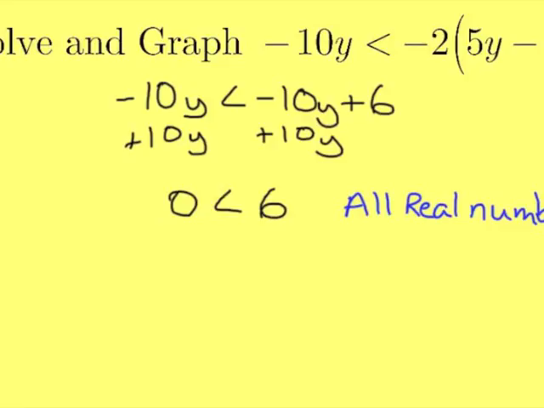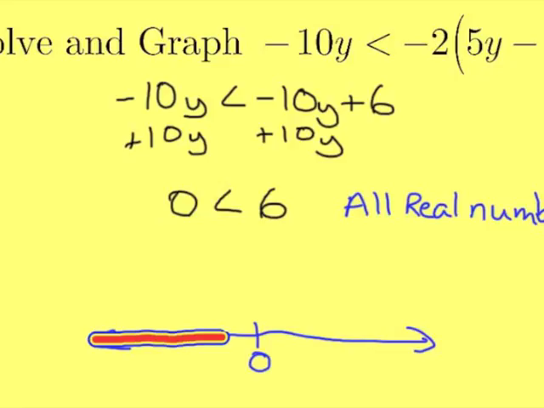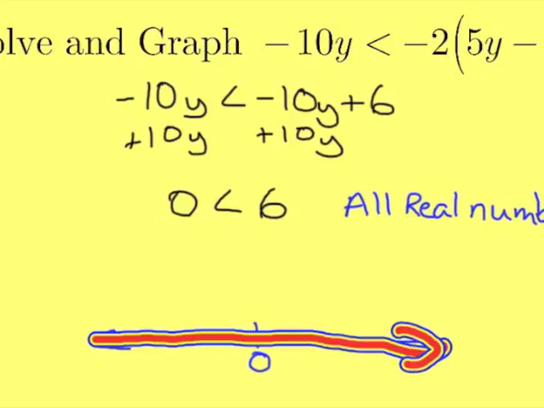So if I drew my number line, really what I'm shading in and what I'm saying my answer is, is absolutely everything on that number line. So I can shade everything in, and that's my solution set, all real numbers.